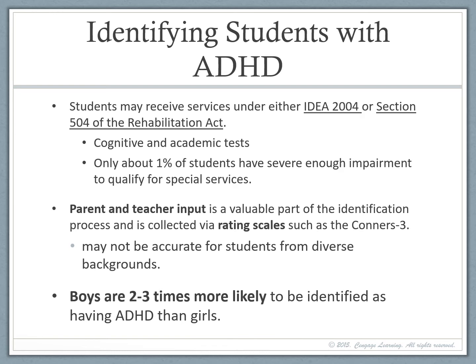Parent and teacher input is a valuable part of the identification process and is collected using rating scales such as the Conners 3, where they rate how often symptoms might appear. It may not be accurate for students from diverse backgrounds. Boys are 2 to 3 times more likely to be identified as having ADHD than girls.